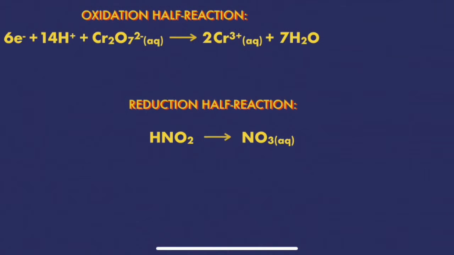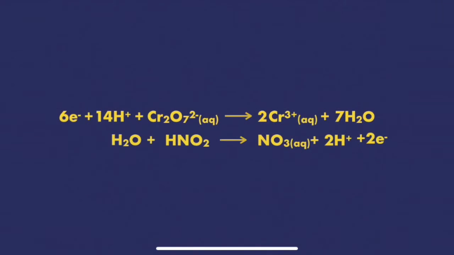Here, the nitrogen is already balanced, so we can proceed to balancing oxygen by adding 1 water molecule on the left side, and the hydrogen by adding 2 protons on the right side. And finally, to balance the charges, we add 2 electrons on the right side. Now, we have 2 balanced half reactions.